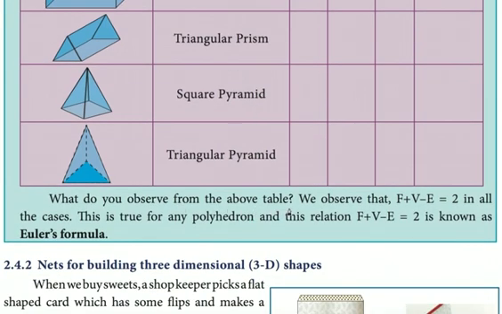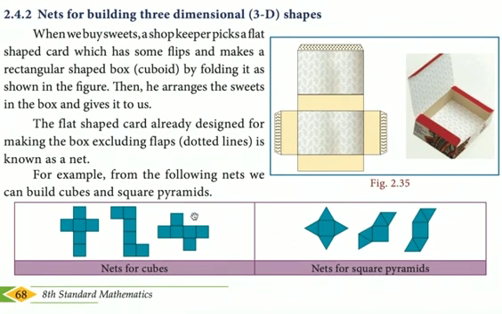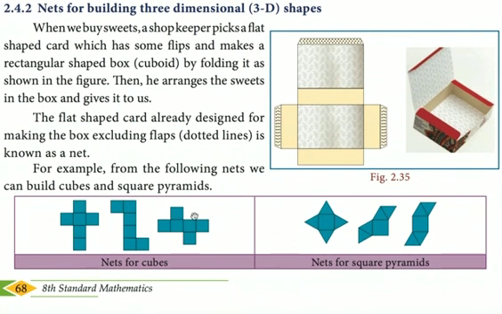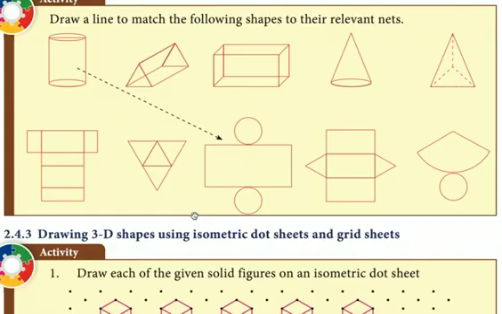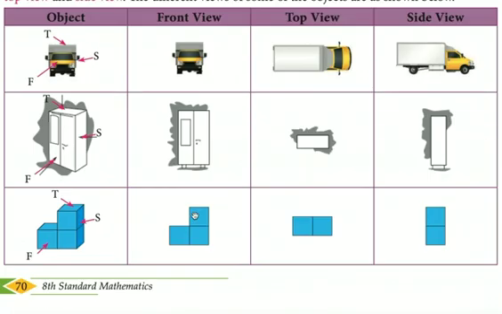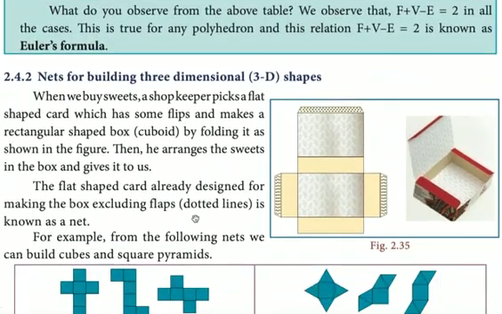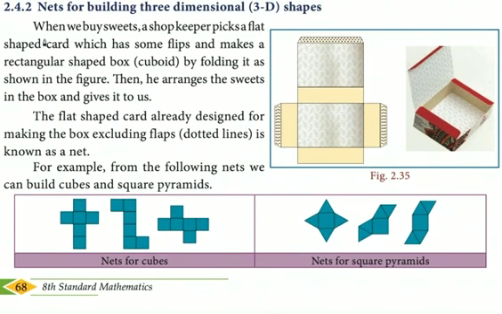What do you observe from the above? You observe that F plus V minus E is 2 in all the cases. So this is true for any polyhedron, and this relation is known as Euler's formula. Next, building three-dimensional shapes, 3D shapes. We are very close to exercise 2.3. Let's stop it here. From the next point onwards, we will look at part 4.